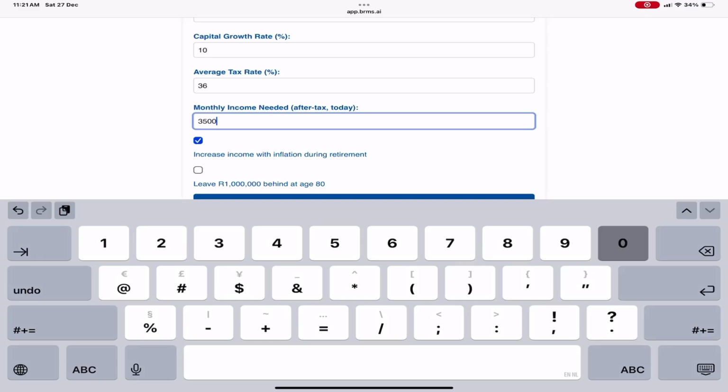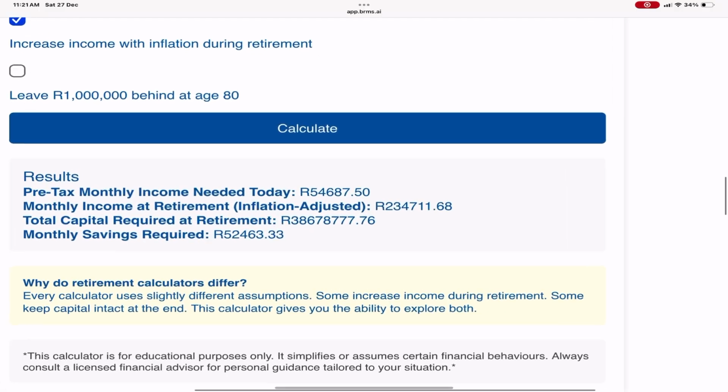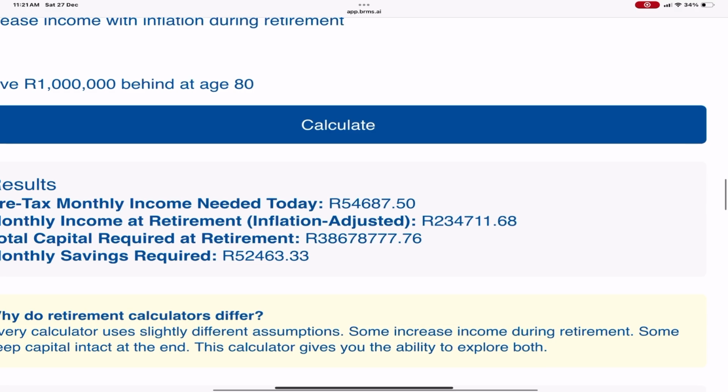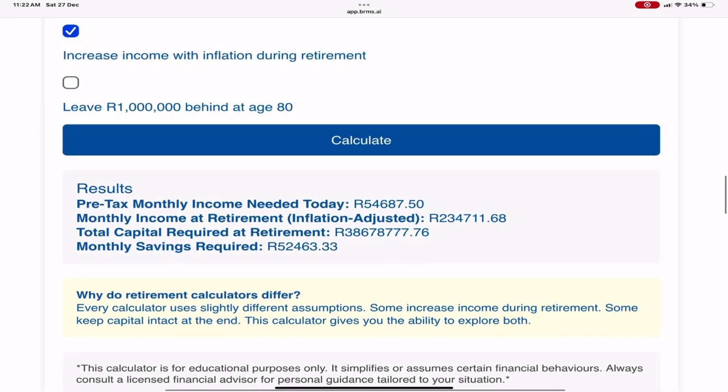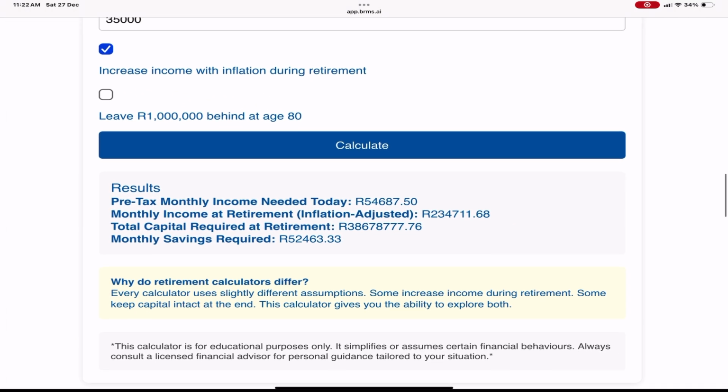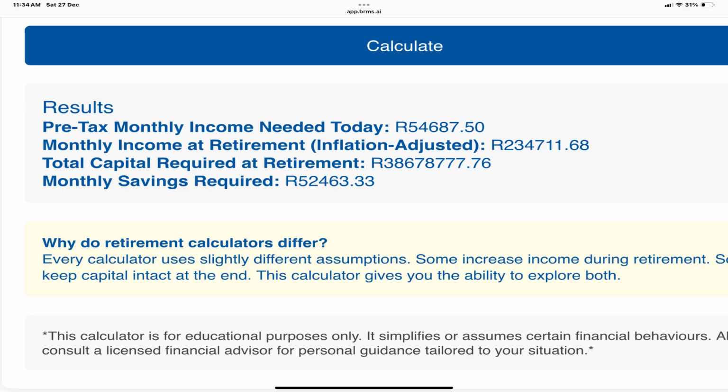Monthly income needed after tax. Now this person said he wanted as close as possible to what he's earning now in retirement. After tax, it's roughly about 35,000 Rand. Press calculate. The pre-tax monthly income needed today is 54,687.50. That's just the calculator reverse engineering how much money you need in order to get to 35,000 Rand.